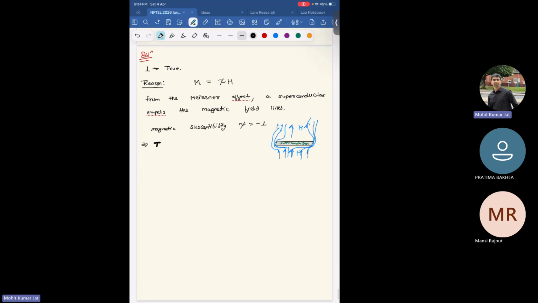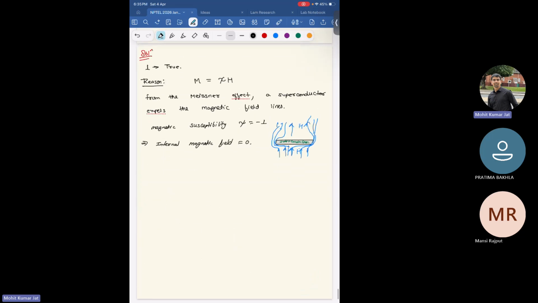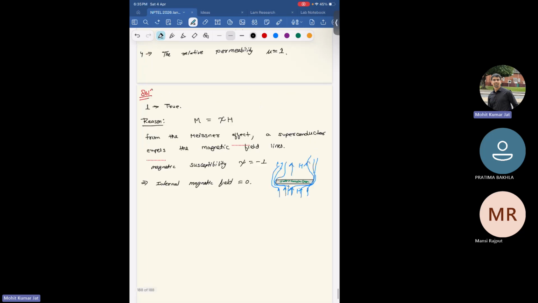So that basically your internal magnetic field in your superconductor is zero. So option one is true, that a superconductor in the superconducting state. This is important: your temperature has to be less than Tc. If your T is greater than Tc, then magnetic field lines can pass through your superconductor, because then it will not be a superconductor. Then it will be like a normal metal, right?